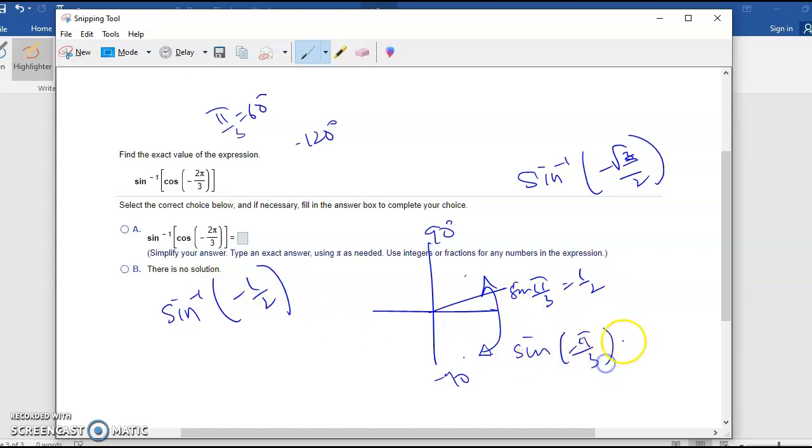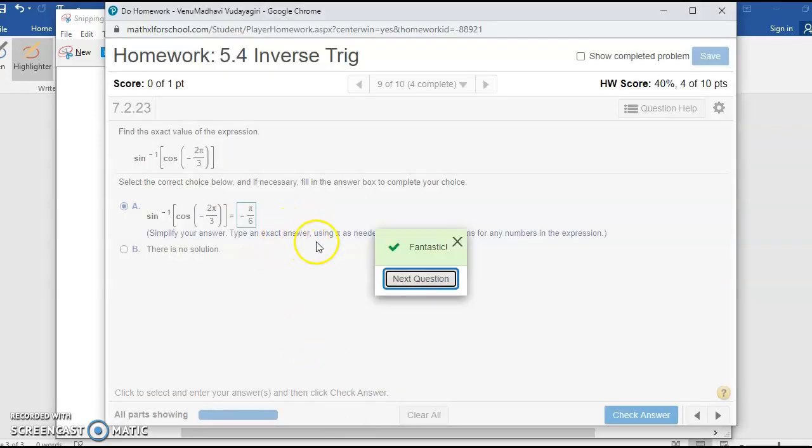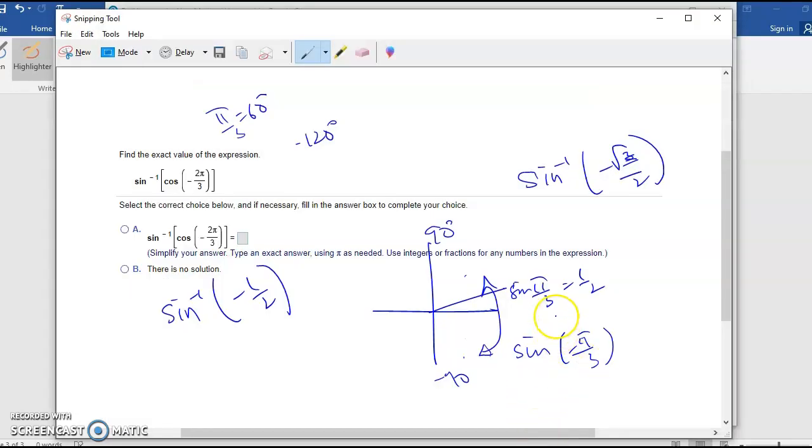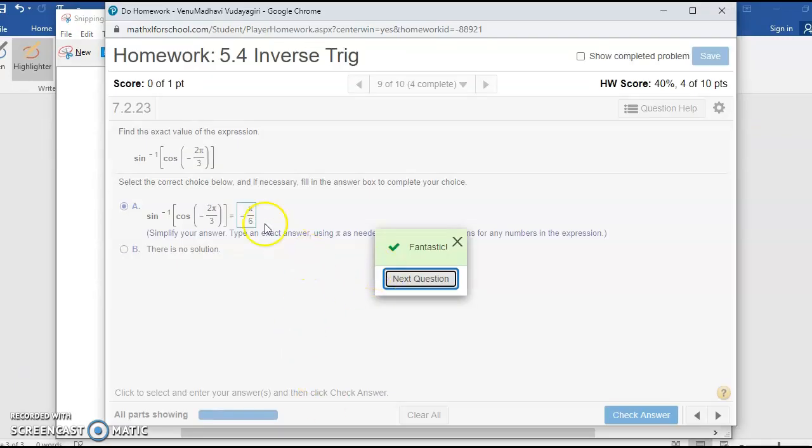So he wants your answer as negative pi over 3. So that's what I entered, just to make sure before I make another mistake. So it's pi over 6, sorry, my bad again. It's pi over 6, because 30 degrees is pi over 6. Sine of pi over 6 is half. The sine of negative 30 degrees is negative half, which is negative pi over 6. So that's what you would enter here, negative pi over 6, and I got it right.